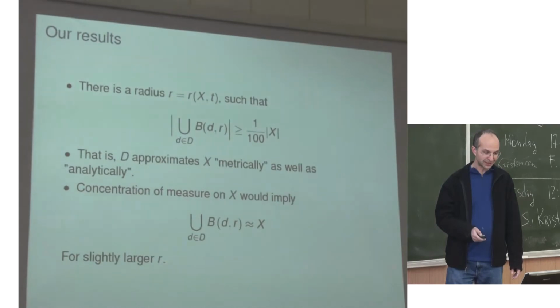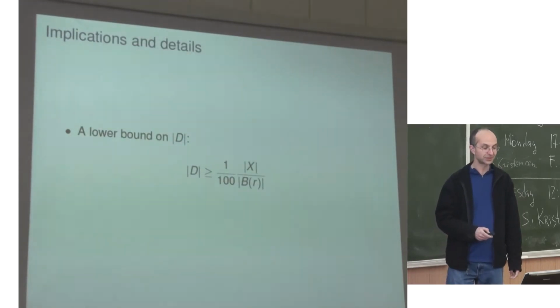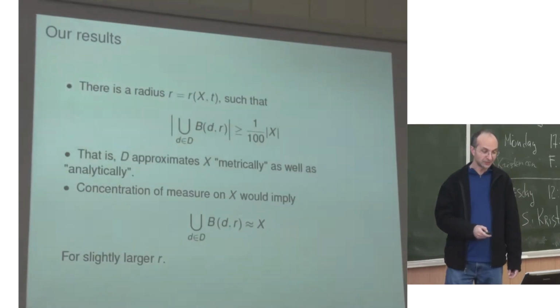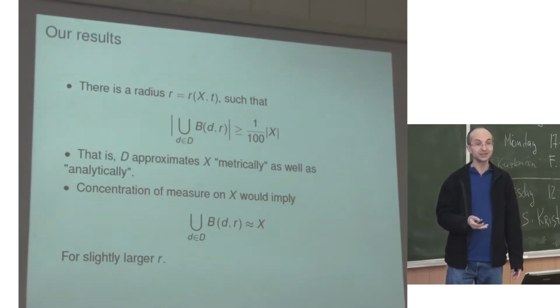Right. So let me give an application and some details. So first of all, this immediately gives us a lower bound of cardinality, right? Which is basically the cardinality of the space, or the volume, divided by the cardinality of the volume of the ball. So continuous space is right. But we do need something, right, for this claim to be true and not trivial. For instance, if we take R to be the diameter of the space, this is very easy, right? So we need to say something about this radius.